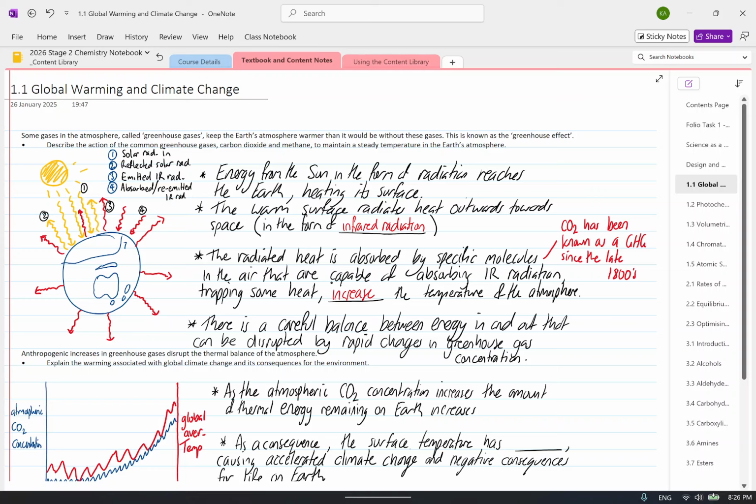Now, this diagram that I showed you on the left with the Earth is a careful balance of energy in and energy out. And if anything is disrupted, it can disrupt this balance. For example, if we were to increase the concentration of our greenhouse gases in the atmosphere, we will trap more energy in, which will lead to increased temperatures. Now, often these changes will happen more quickly than natural processes, which is the issue that we're seeing.